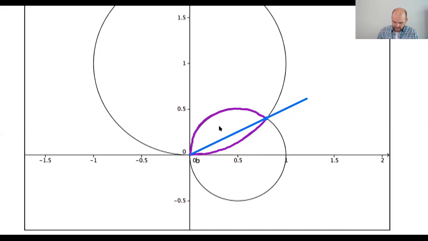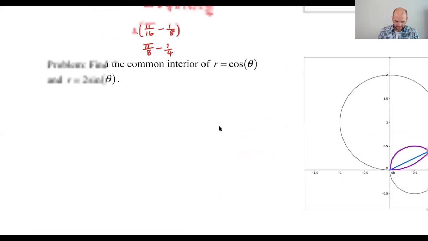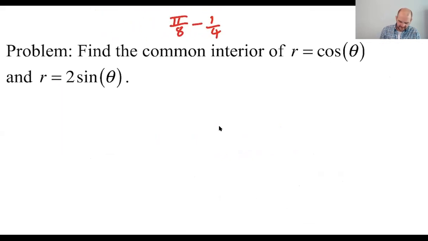So I'm going to do one integral. I'm hitting 2 sine of theta. I'll do that from 0 to whatever this collision point is. Then I will switch over and do from the collision point until pi over 2 for the cosine, r equals cosine. That's my plan. So I need to find the collision point, which I think we can do by hand.